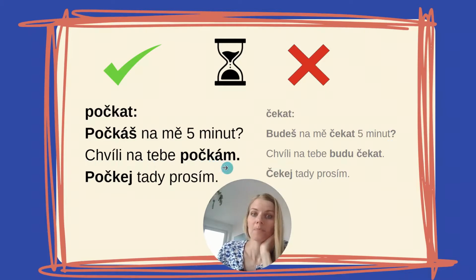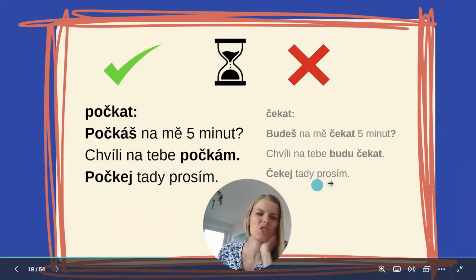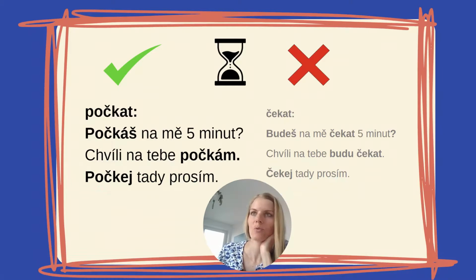Chvíli na tebe počkám is what we would prefer instead of saying, chvíli na tebe budu čekat. This version sounds like, I will be waiting for you a bit, but then I might leave. Chvíli na tebe počkám also sounds more friendly. Also remember, when you have imperative form, it's also nicer to say počkej. Počkej tady prosím instead of čekej tady prosím. Čekej is used mostly for a dog, čekej, or very, very informally, like čekej, čekej. So remember, it's always better to use počkej or počkejte for the vy person.